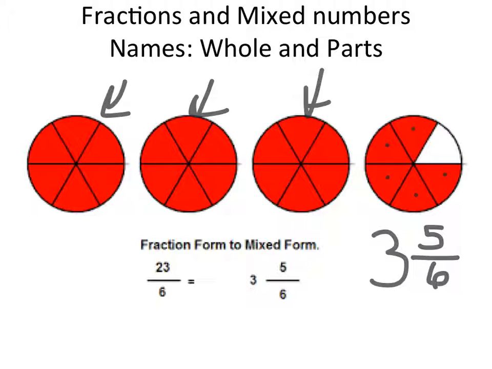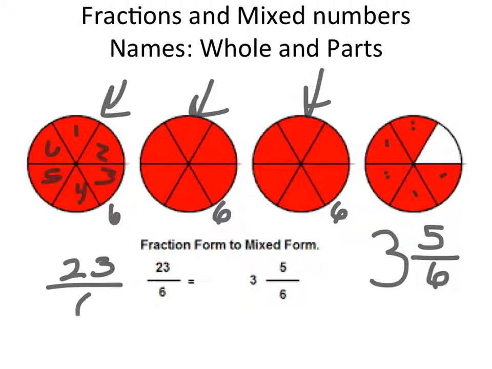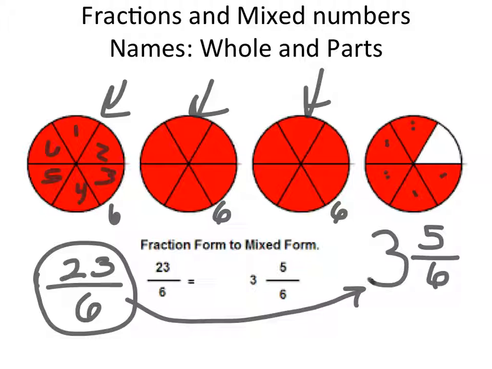We could also look at the individual pieces and count up all of those. So if we go back to our whole circles, we have 6 pieces in each one. So we have 6, 6 more, 6 more, that's 18, 19, 20, 21, 22, 23. We have 23 pieces that are all called sixths. And they're called that because it takes 6 of them to make one whole. So we have 23 sixths if we count individual pieces, and if we count wholes and parts, we have 3 and 5/6 circles.